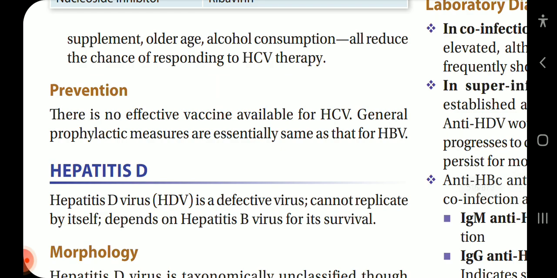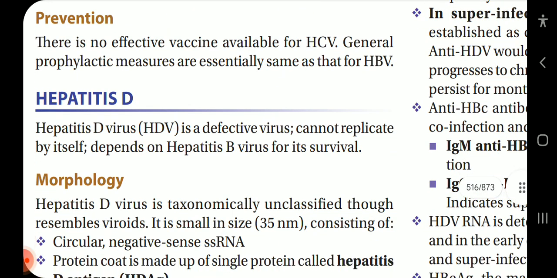Prevention. There is no effective vaccine available for HCV. General prophylactic measures are essentially the same as those for HBV.